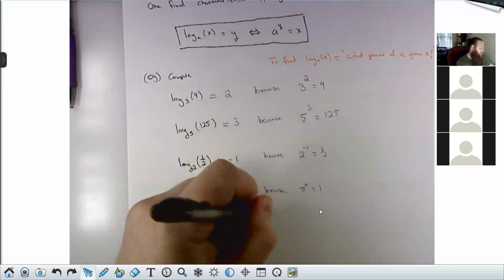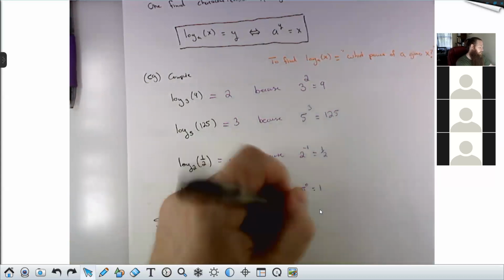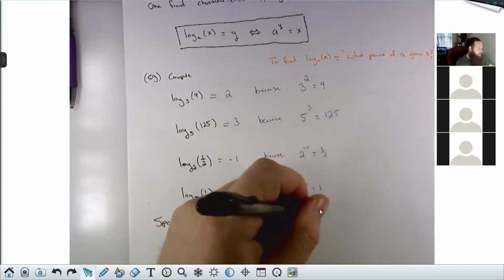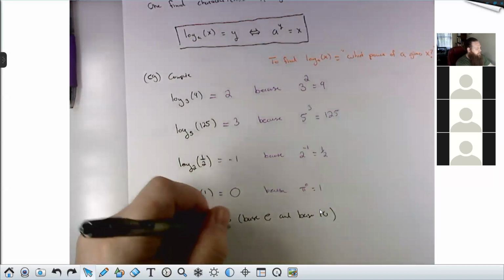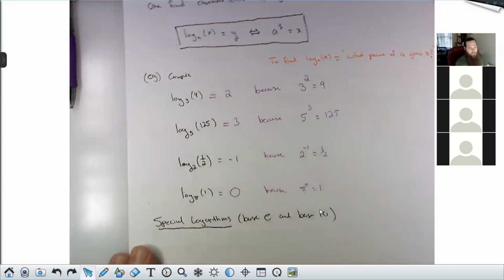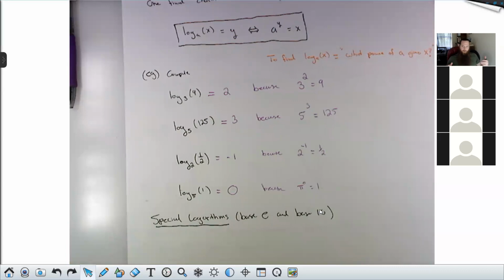These are the base e and base 10 logarithm. Sometimes the base 2 logarithm is considered special, we call it the binary logarithm, but nobody really cares about that. Nobody honestly cares about this one either. It's this one that rules the day.